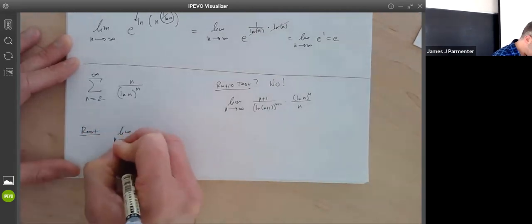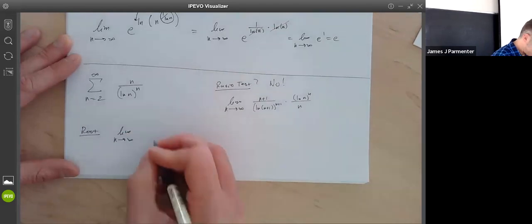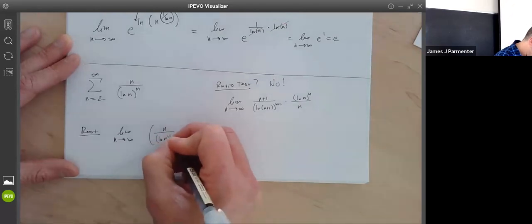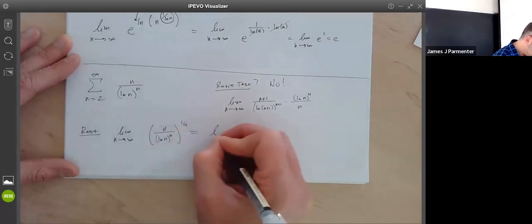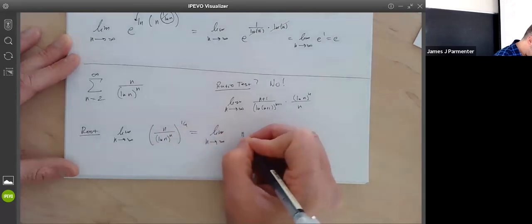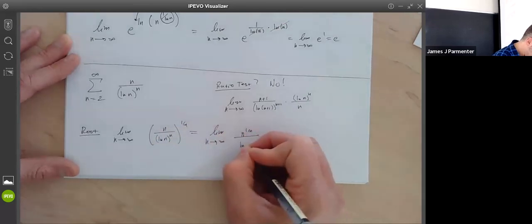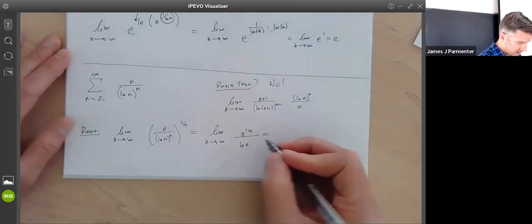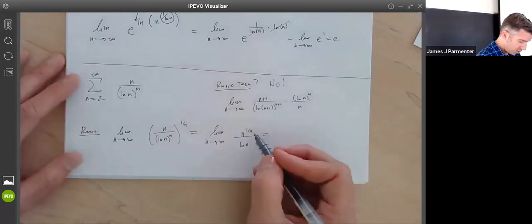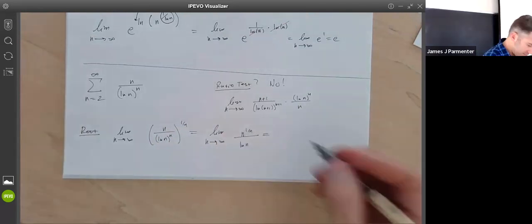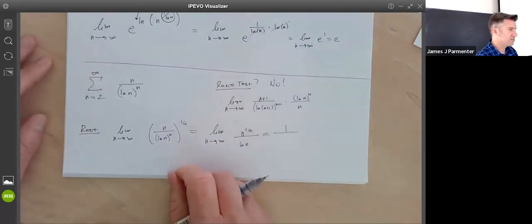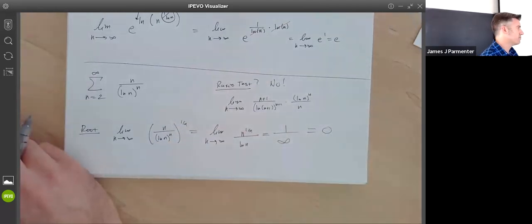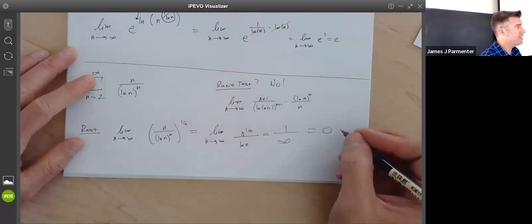So the limit as n goes to infinity of, I'm just going to throw the root test at it. So I've got n over natural log of n to the n, all to the 1 over n. And distributing the power, I have n to the 1 over n over the natural log of n. Okay, so now we're going to look at this separately. Where's the top going to? Where's the bottom going to? So that limit's 0.